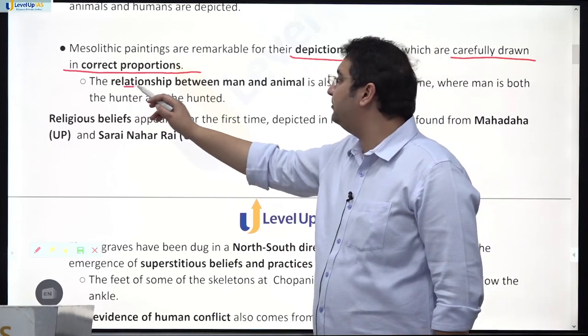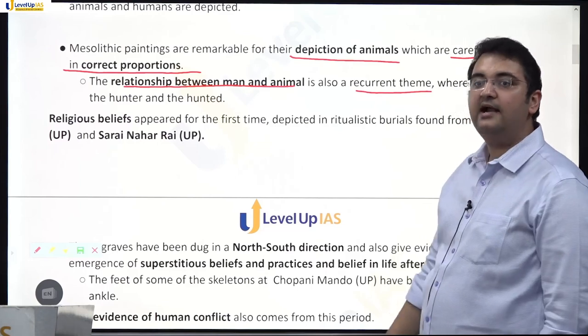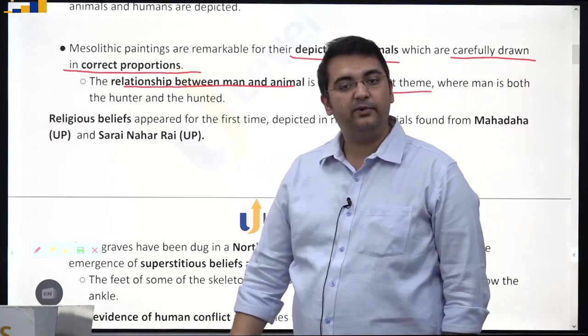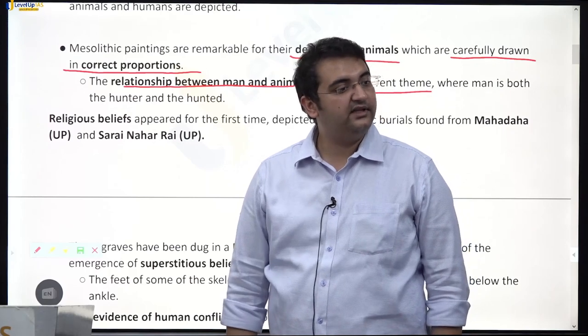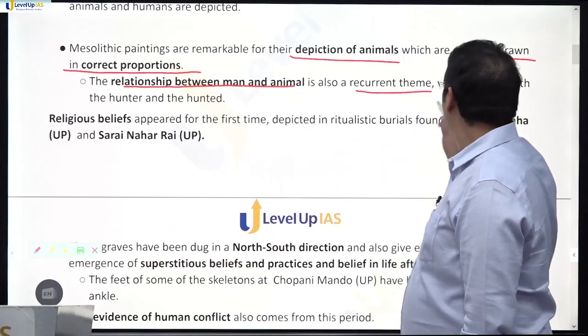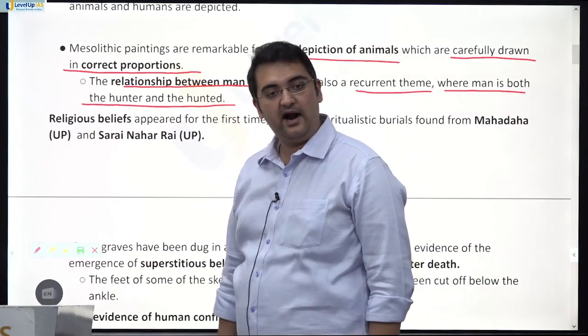The relationship between man and animals is a recurrent theme. And what is the kind of relationship? Is it unidirectional, that man will always be the hunter and animal will always be the hunted? No. Dono cheeze ho sakti hain. Theek hai? Where man is both the hunter as well as the hunted.